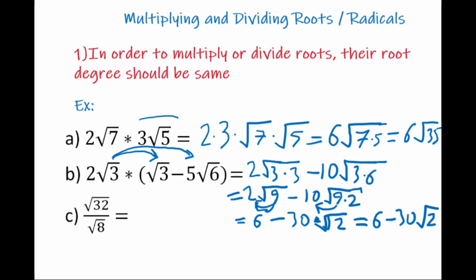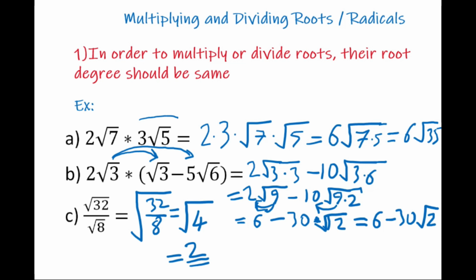And in C, we have a division. Of course, in order to divide these numbers, as you can see, both of them are square roots, so we can write the whole expression inside a root as 32 divided by 8. Once you do it, it's going to be 4, of course. And we all know that 4 can be taken out as 2, because 4 is 2 squared. So the final answer is 2 in this case.